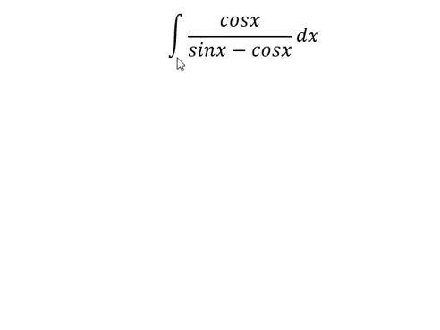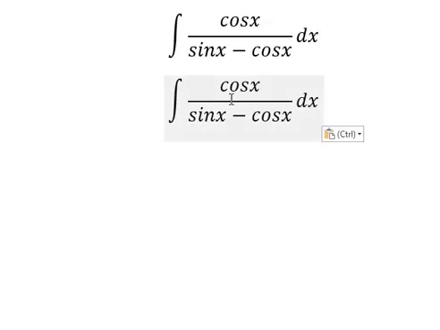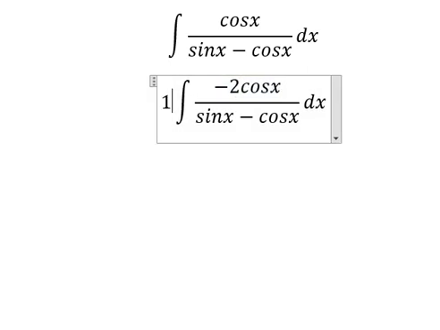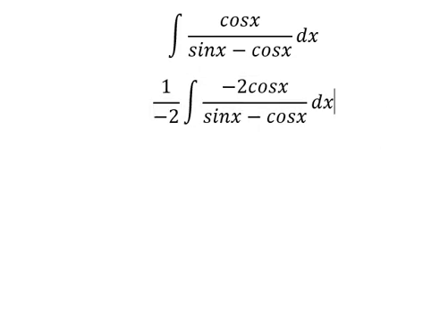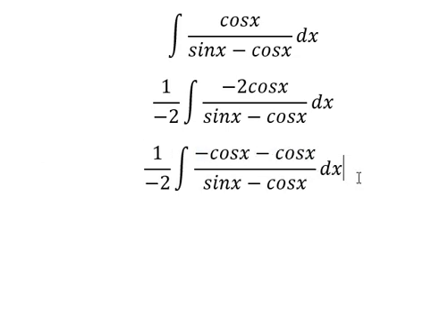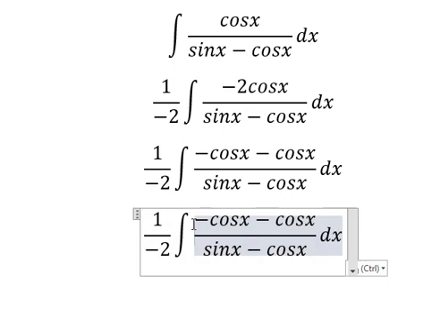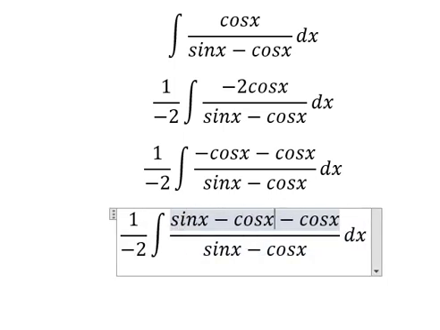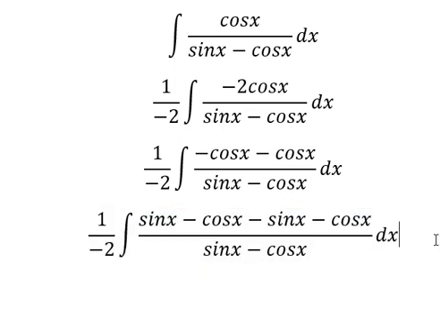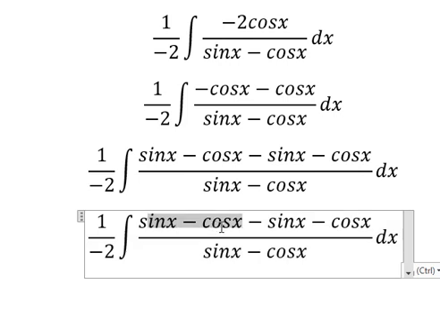So today I will show you how to answer this one. We need to put negative 2 on the numerator and denominator. So this one is about negative cosine x, negative cosine x. Next, we need to add sin x. Later, we need to minus sin x. So this one divided by this one, we have number 1.